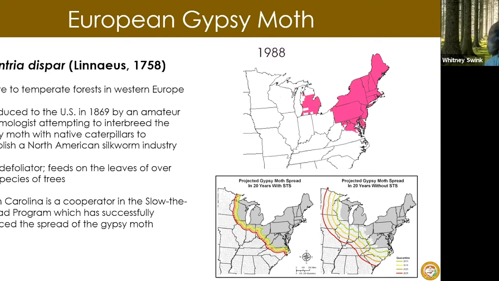So gypsy moth is a tree defoliator. It feeds on the leaves of over 300 species of trees, mostly oaks. Oaks definitely its preference.